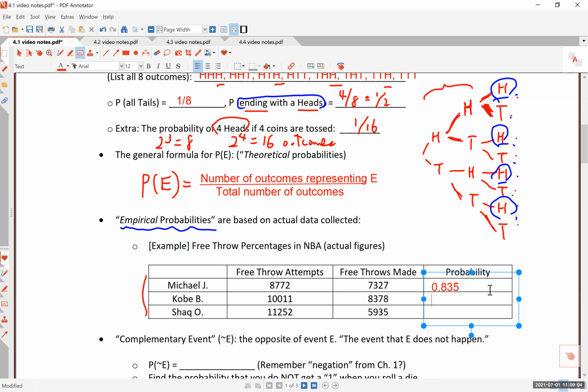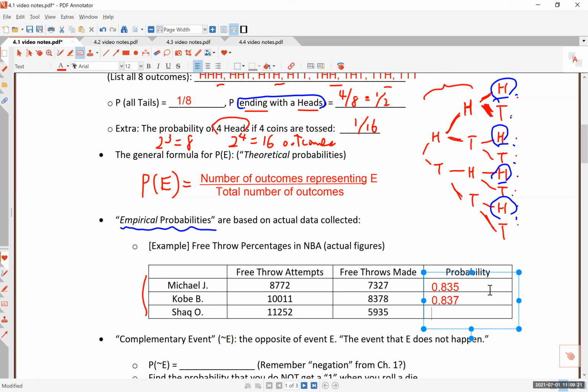8,378 successful free throws out of the 10,011. And so if you divide these numbers, you get 0.837, okay? And you can see 83% is a pretty good number for these professional players.